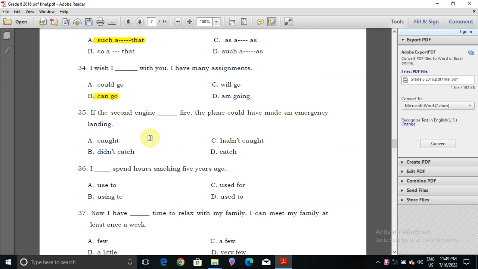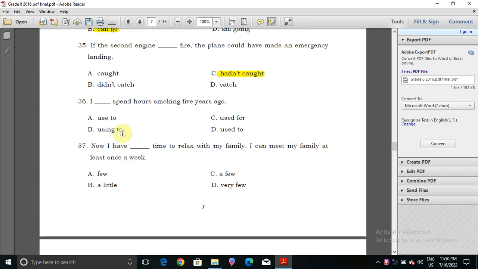Now in question number 35: if the second engine dash fire, the plane could have made an emergency landing. So which one will be correct? Caught, didn't catch, hadn't caught, or catch. The correct answer will be verb 3, which is hadn't caught. Why? Because if the second engine hadn't caught fire, the plane could have made. Here we have could plus have plus verb 3. So that means in the if clause we will use had plus verb 3, which is hadn't caught. Now the correct choice for question number 35 will be choice C.